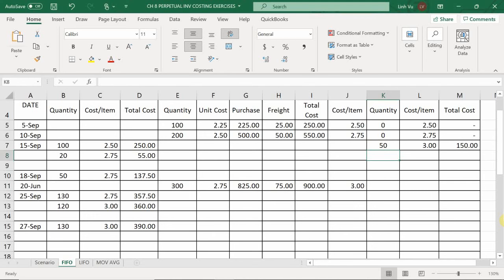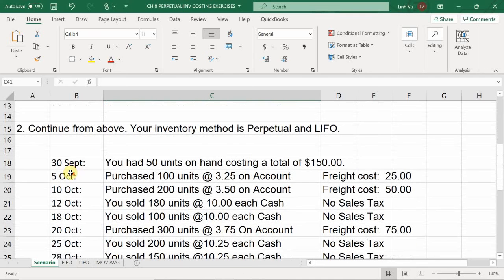So that should leave us with 50 units left in inventory at $3 each, which gives us a total of $150. Okay? Good. So then let's see what happens next.